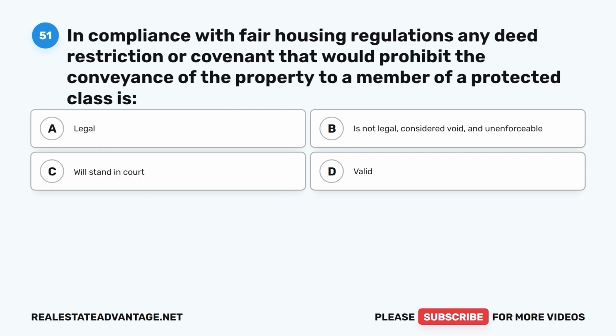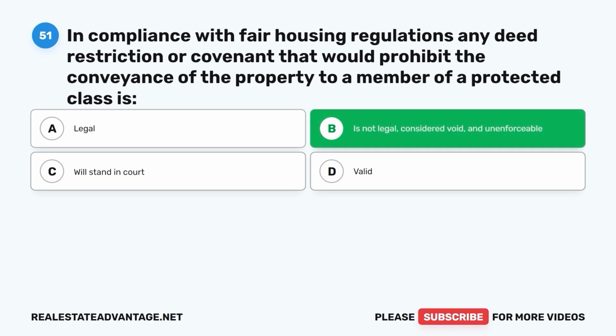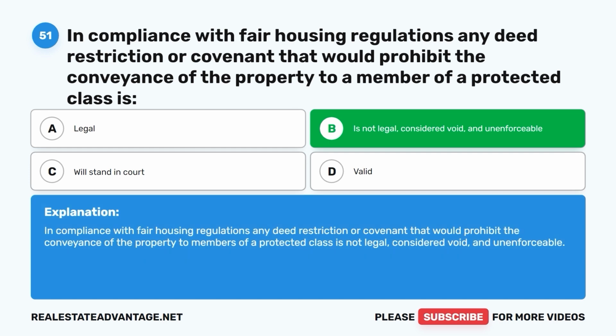Question 51. In compliance with fair housing regulations, any deed restriction or covenant that would prohibit the conveyance of the property to a member of a protected class is: A. Legal. B. Is not legal, considered void and unenforceable. C. Will stand in court. D. Valid. The correct answer is B. Is not legal, considered void and unenforceable. In compliance with fair housing regulations, any deed restriction or covenant that would prohibit the conveyance of the property to members of a protected class is not legal, considered void, and unenforceable.